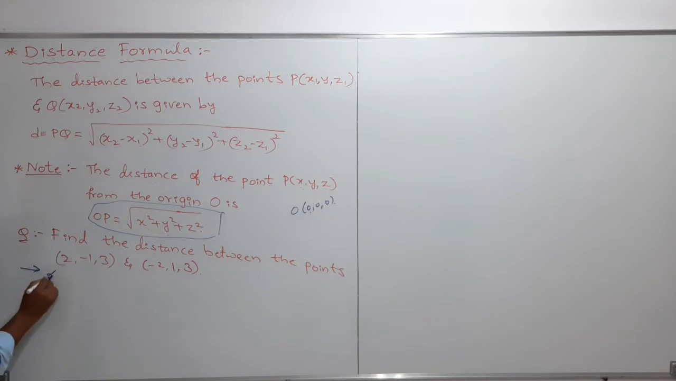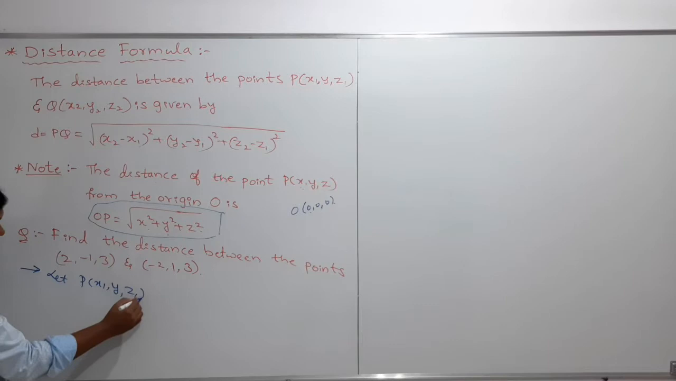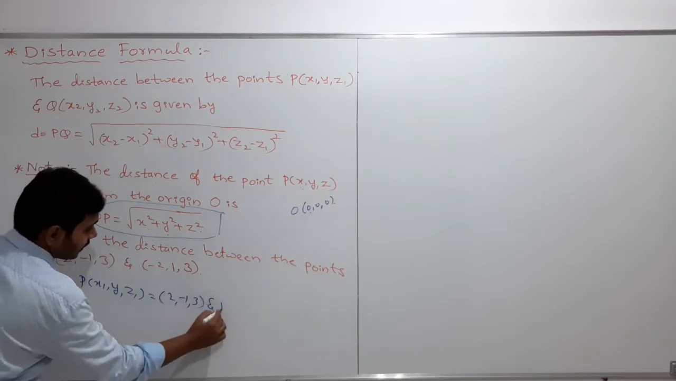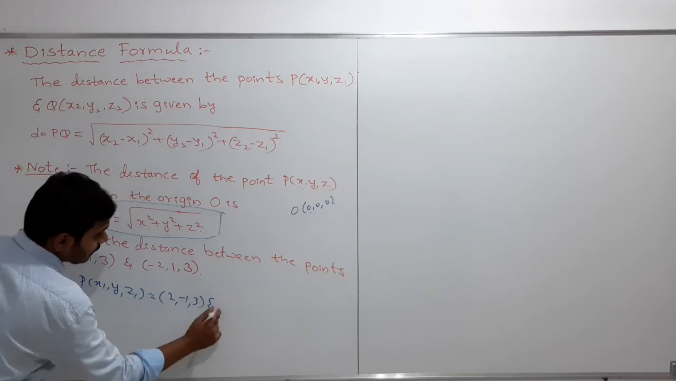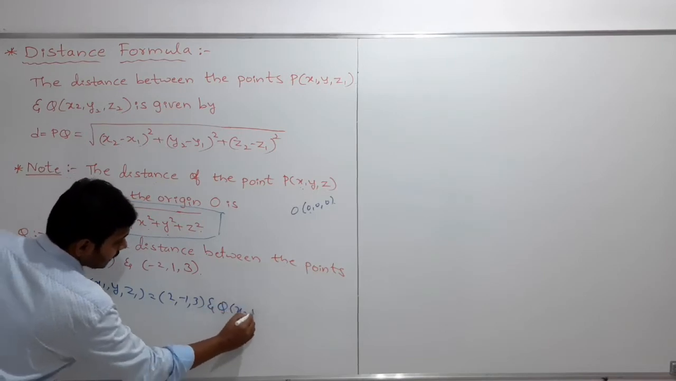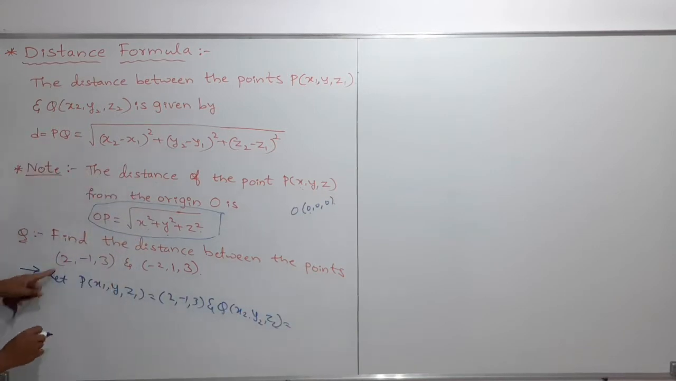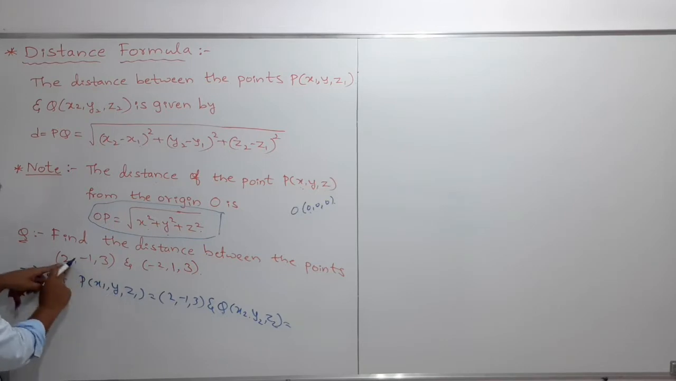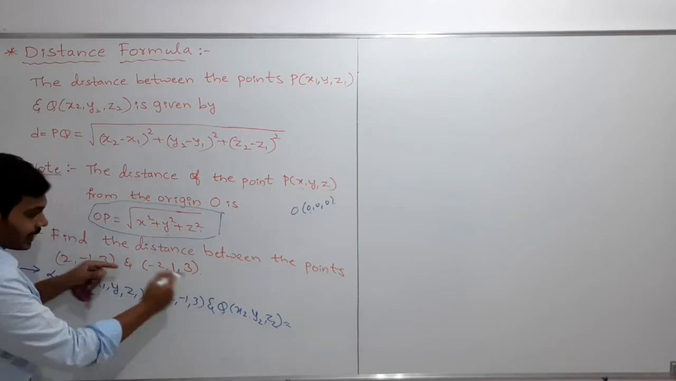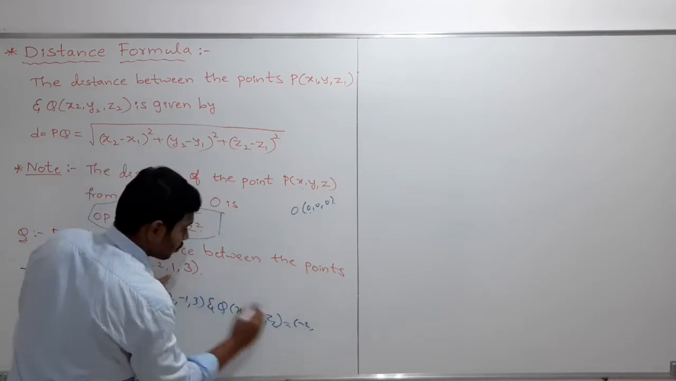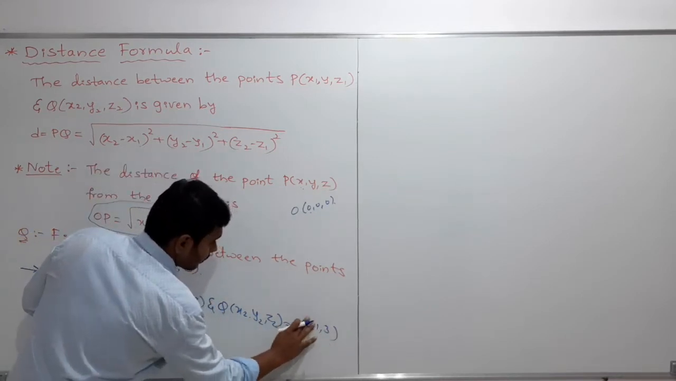So let us consider P of x1, y1, z1 equals 2, -1, 3, and here is another point Q of x2, y2, z2. So these are the 2 points given to you. Take one point as x1, y1, z1 = 2, -1, 3, and the other one as Q of x2, y2, z2 = -2, 1, 3, my dear students.